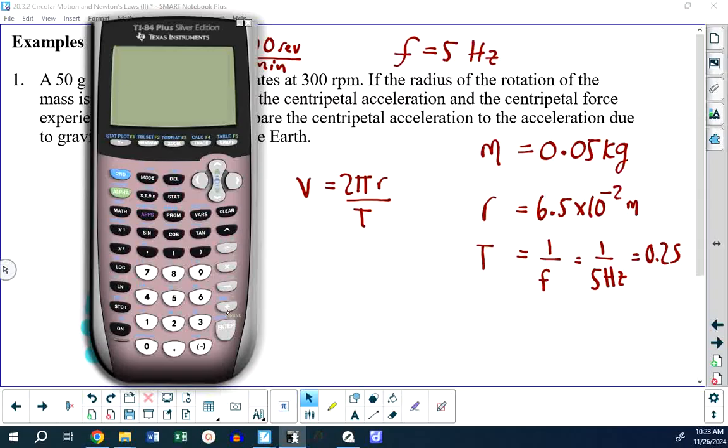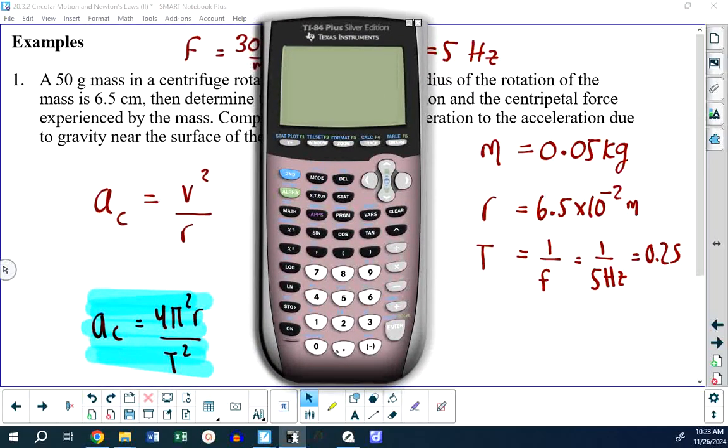Okay, so I'm going to use the blue formula. I'm going to take 4 times pi squared times r divided by t squared, and this is going to give me the acceleration, 4 pi squared r over t squared, and it gives me a centripetal acceleration of 64 meters per second squared. Good? Okay.